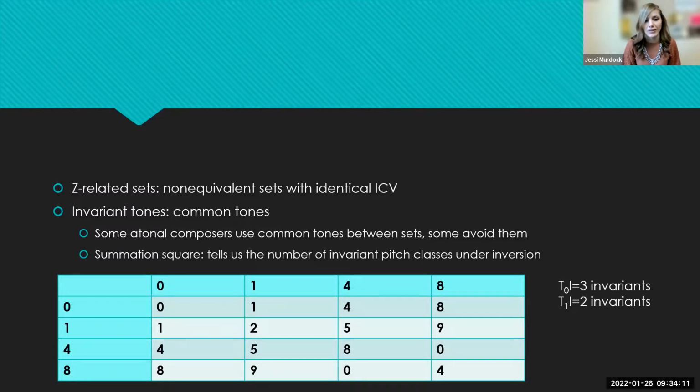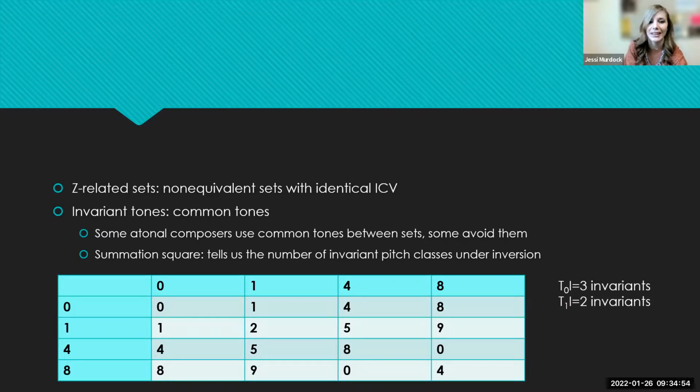Invariant tones is what we're going to talk about next. Invariant means it's a common tone, okay? If you think back to musicianship 3, when we talked about common tone modulation, right? Composers would often use that in the classical and romantic periods to get between distantly related keys. So similarly, some atonal composers use common tones to get between sets. Some of them avoid them, okay? So for composers, it was important to know how many invariant tones you would have if you were trying to decide to either use it or not use it.